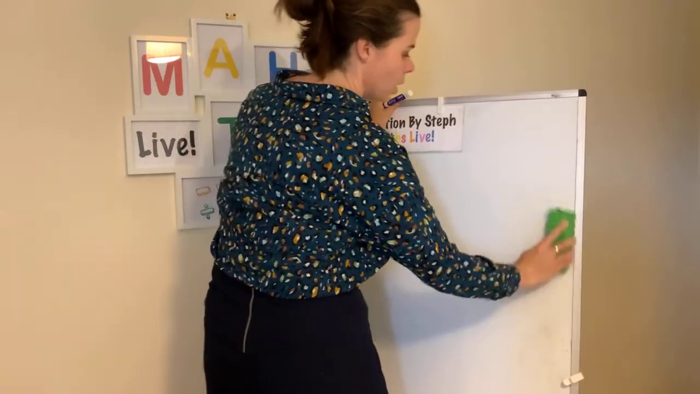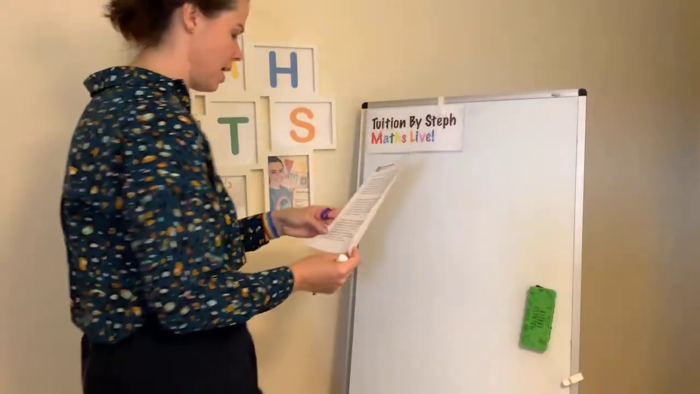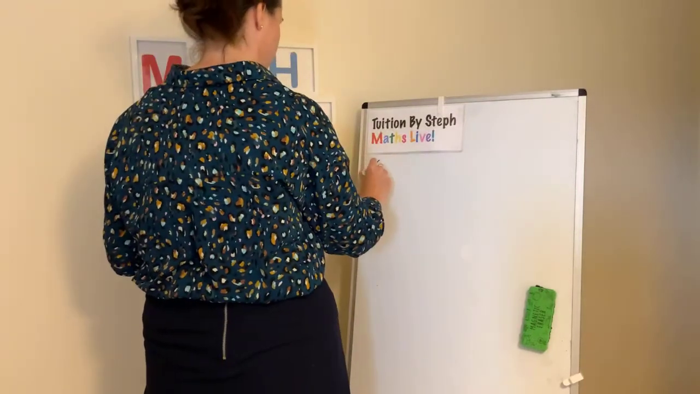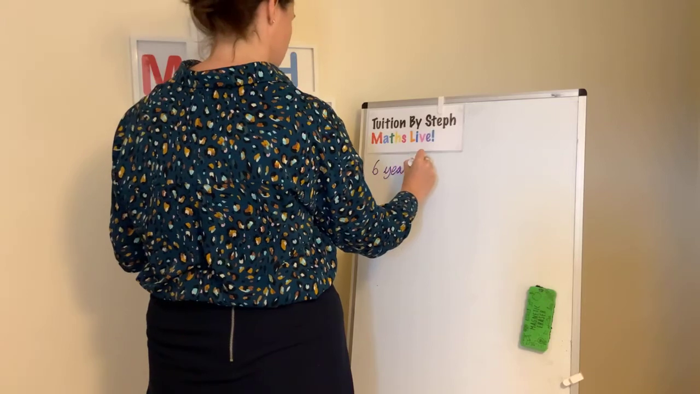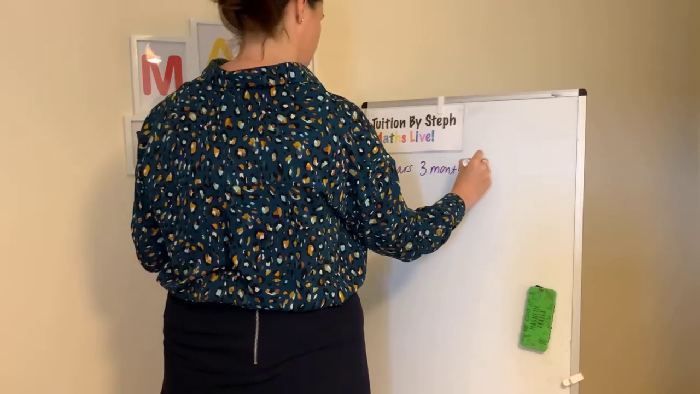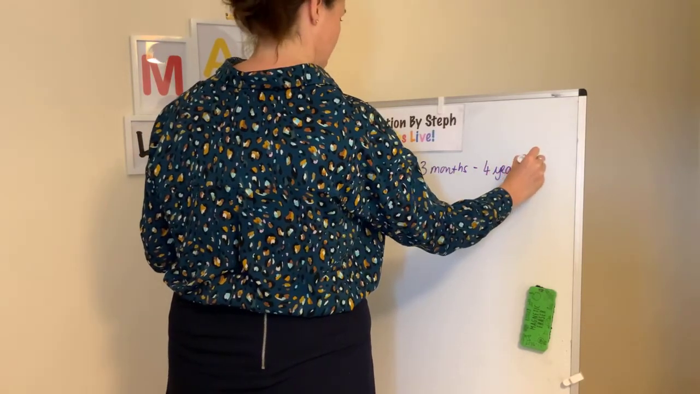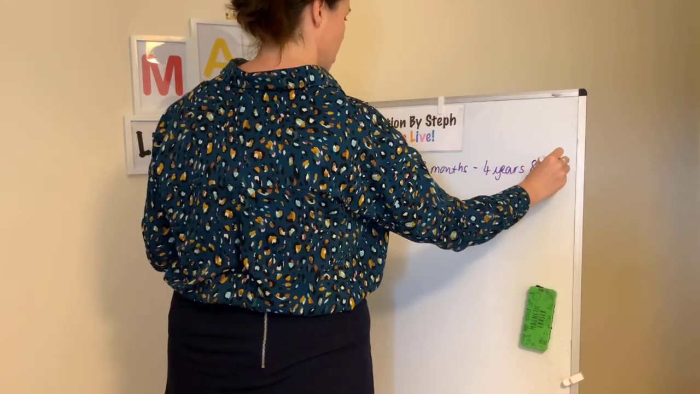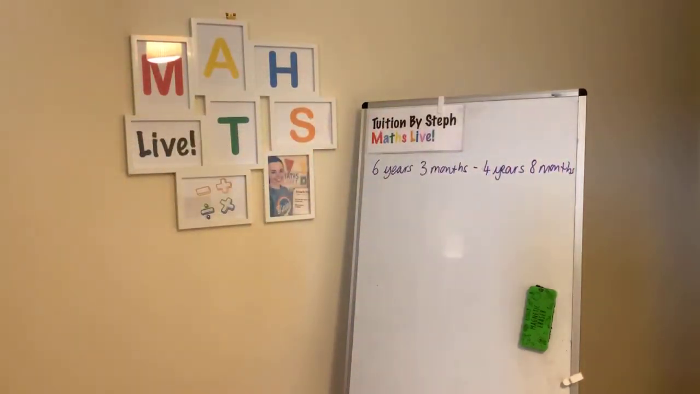One more. I'm going to get you to do F. I'm going to jump right down to F. 6 years, 3 months. Take away 4 years and 8 months. Eek, just fits on. Last one, give that a go.